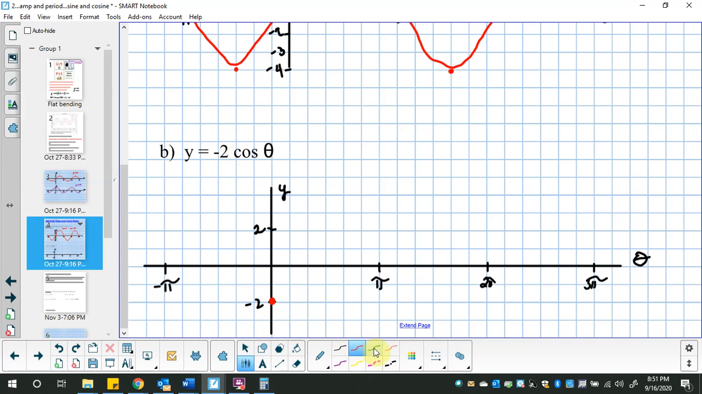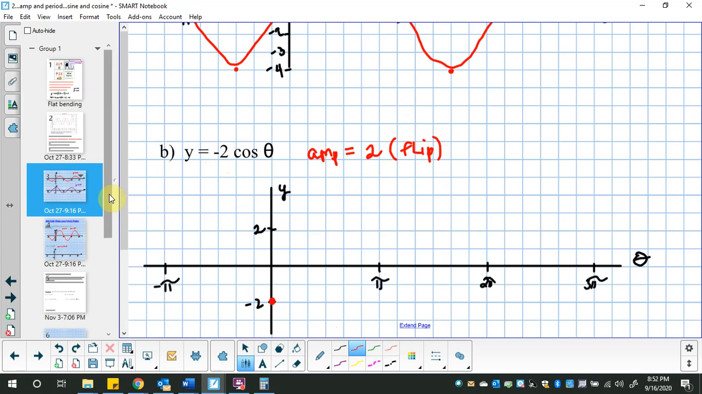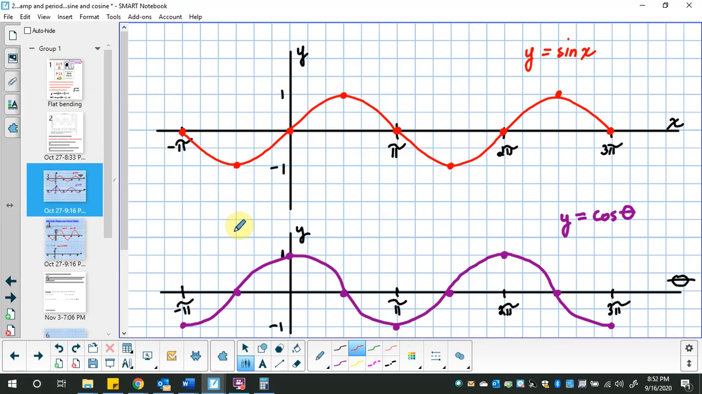So to be perfectly honest, this picture has an amplitude of 2. I know it says negative 2 there, but it's the cosine curve from right here, but flipped. So that means we're going to start down here and do our magic rather than starting at the top and doing the magic.